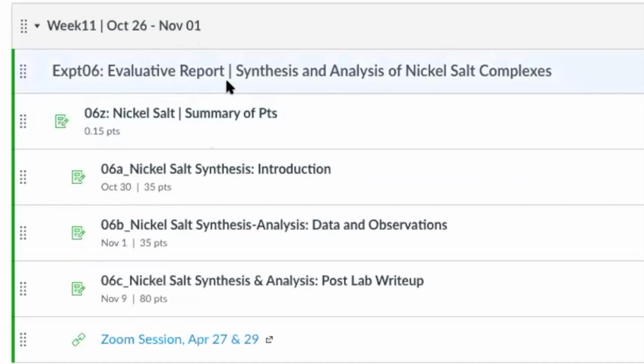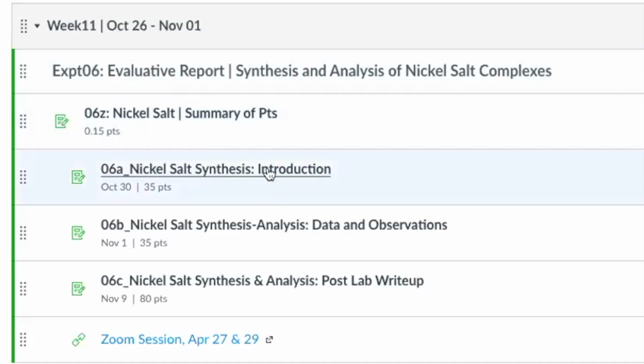In here, we have the evaluative report, synthesis, which means that you are going to make these chemicals, and analysis, which means that you are going to figure out what the formula is of 3 nickel salts. This is the summary of points.